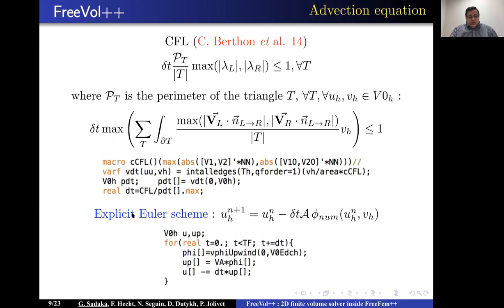And we can use at the end the explicit Euler scheme for the time marching scheme. So here un plus 1 is equal to un minus delta T A dot the flux. And we can solve it like this. We solve the flux first, we multiply it by VA, and then we solve the time scheme.